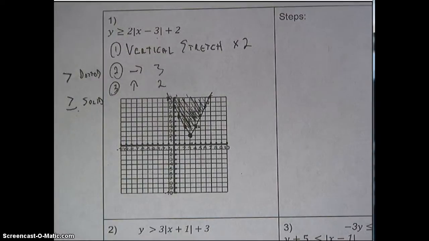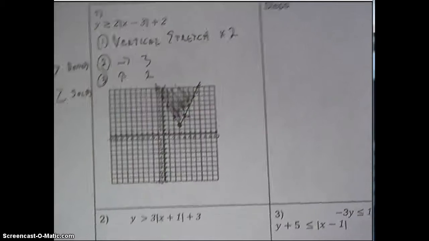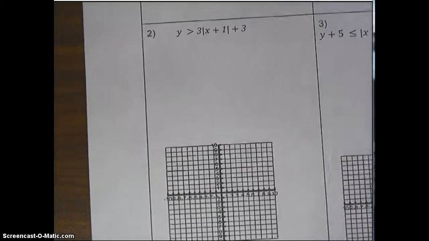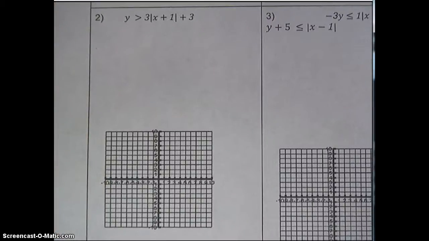It gets a little bit more complicated. We add a couple of little nuances in there, but we'll get into that. Let's go straight into number 2 here. So we've got y is greater than 3 absolute value of x plus 1, plus 3.